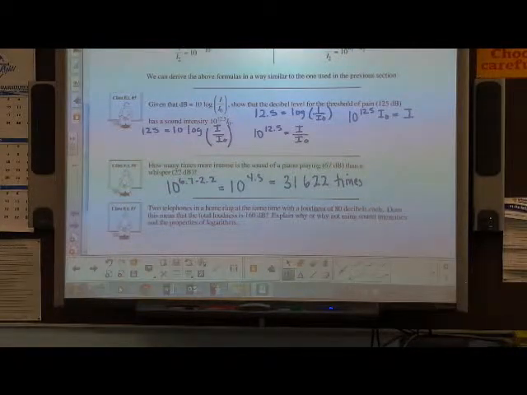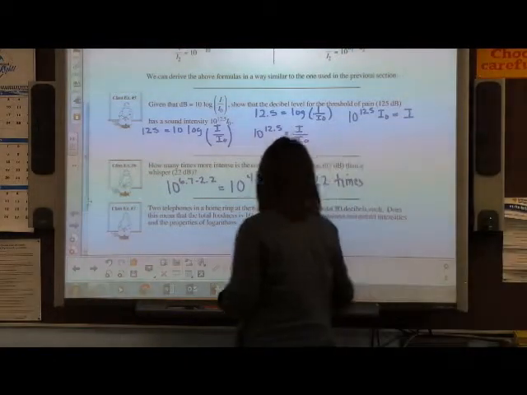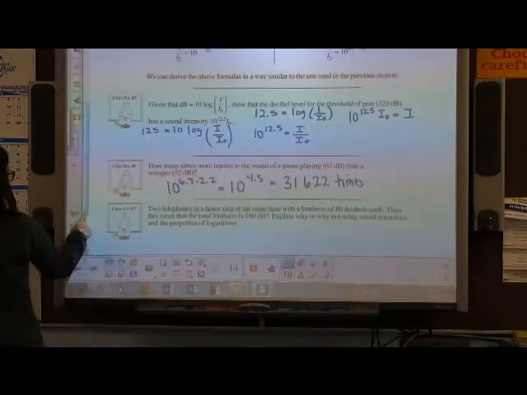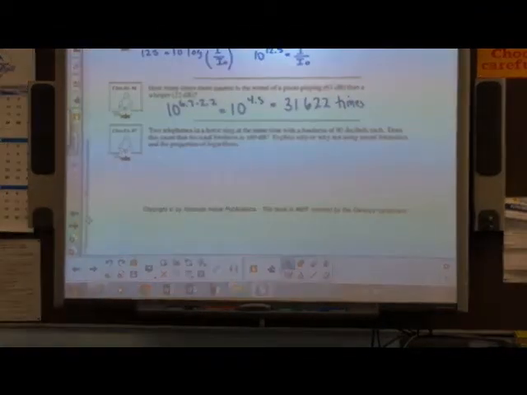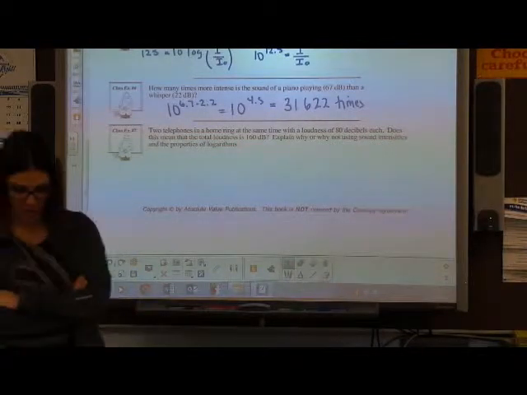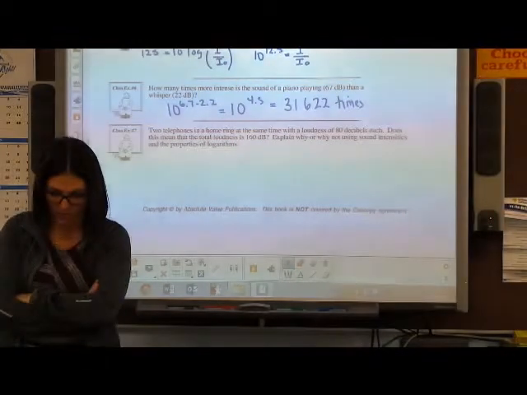Okay. Two telephones in a home ring at the same time. Each telephone has a loudness of 80 decibels. Does this mean that the total loudness is 160? Explain why or why not using sound intensities and the properties of logarithms.